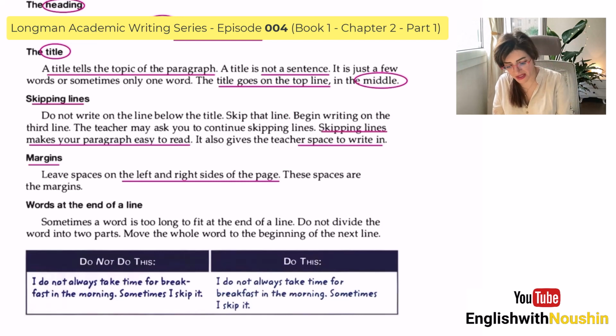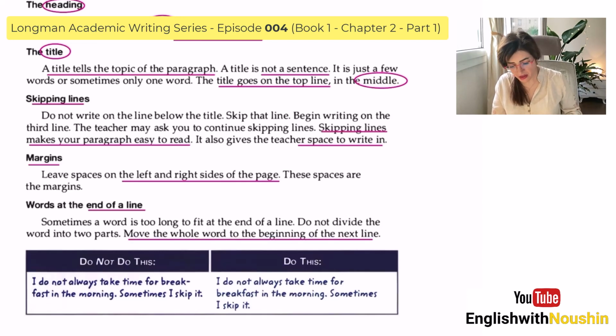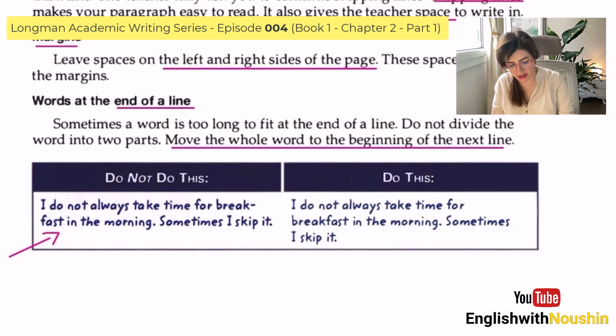And of course, words at the end of the line. Sometimes we want to write something and we've got one word left, and the word is too big for the little space we have at the end. Do not squeeze the word, or write it vertically, or use an arrow and write it somewhere else. Just go, please, to the next line. Move the whole word to the beginning of the next line. So, do not do this. Do this.